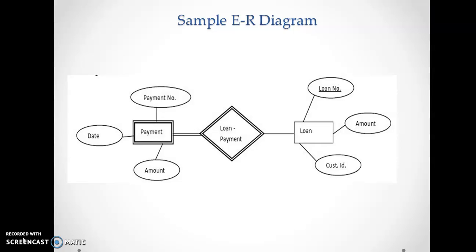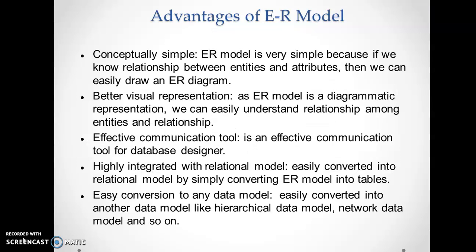If loan is not there, then there is no point of payment. So the payment depends on loan. And payment and loan are connected using the relationship loan payment. It is the weak relationship.